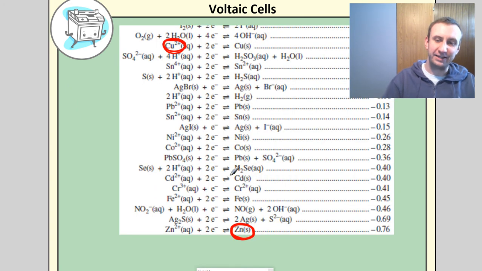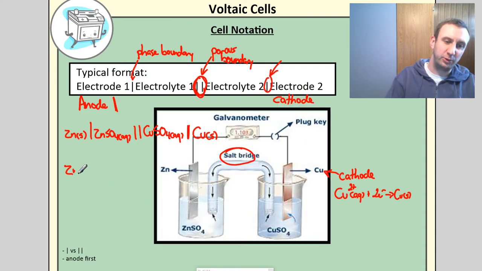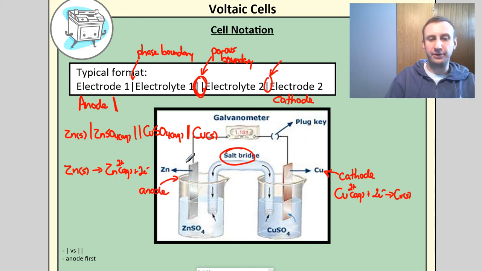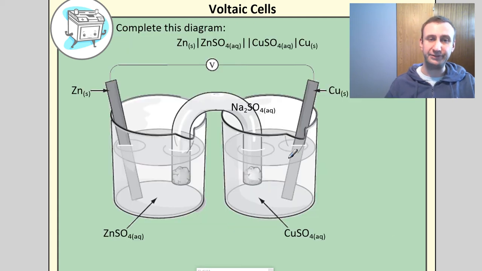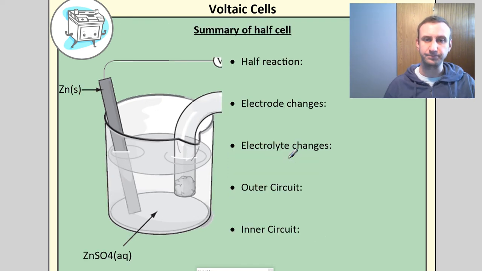And then for zinc, it is my strongest reducing agent. So this is where oxidation will happen. So Zn solid reacts to form Zn2 positive aqueous plus 2 electrons. So this is, as a result, my anode. So this will be the negative terminal of this cell, and this will be the positive terminal of this cell. And we're going to get into building these cells in just a little bit. And in fact, we're going to analyze this cell in a little bit more depth right away here.